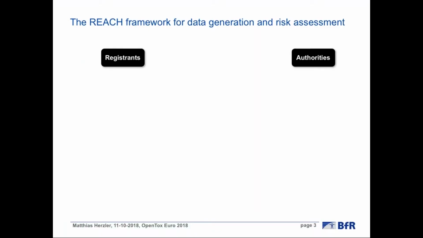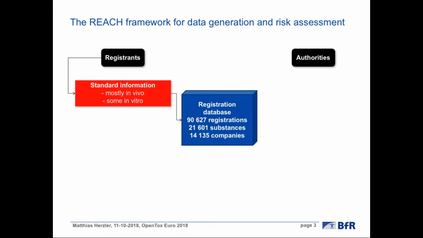So this slide is going to show you the basic framework for data generation and risk assessment under REACH. And of course, you have two major parties. Other people are involved, but these are the two major parties: the registrants on the one hand side, and the authorities, such as the BfR, other authorities in Germany, and of course the European Chemicals Agency in Helsinki.